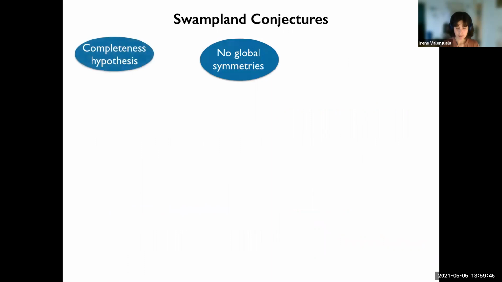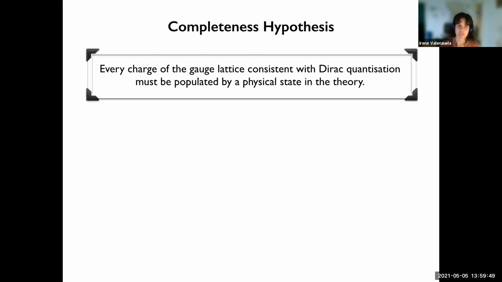So let me mention a bit the completeness hypothesis, which would be the next conjecture, which is that every charge of the gauge lattice consistent with Dirac quantization should be populated by a physical state in the theory. Okay, so you need to have charged states, right? Like for all charges, you should have some state. And originally, the motivation also comes from black hole physics and so on. But the more modern understanding is that this might just follow from the absence of global symmetries.